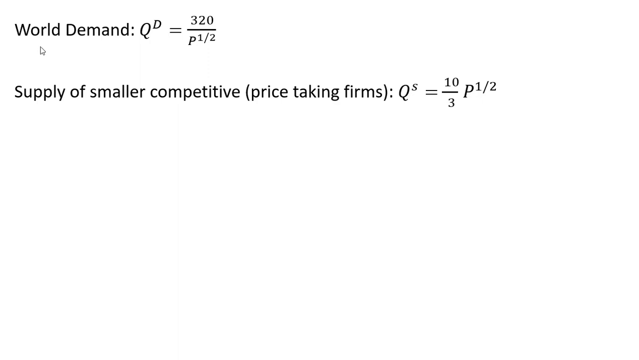In this video, we're going to look at the economics of the dominant firm model. So we have a market where the world demand is given by the following equation: 320 divided by the price raised to the power of 1/2. And in this market, there is a bunch of small firms that are price takers, and collectively the supply of the smaller firms looks like this: 10/3 times price to the 1/2 power.